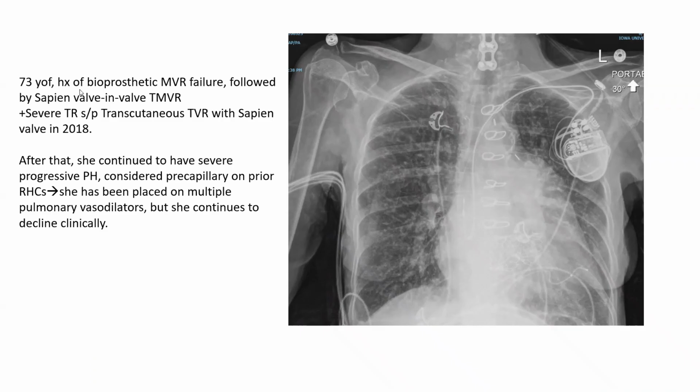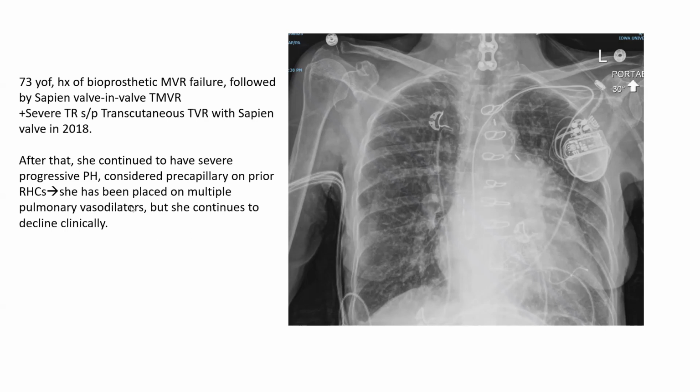This is a 73-year-old female. She has a history of bioprosthetic MVR failure followed by placement of a Sapien valve-in-valve transcutaneous MVR. She also had severe tricuspid regurgitation, and she received transcutaneous TVR with a Sapien valve in 2018. So she has transcutaneous Sapien valves in the mitral and tricuspid positions. After that, she continued to have severe progressive PH, considered precapillary on prior right heart catheterizations over the years.